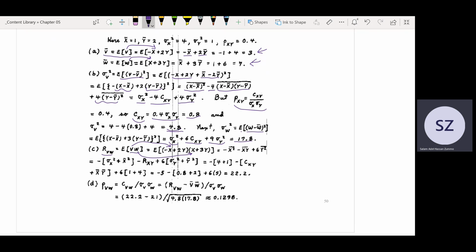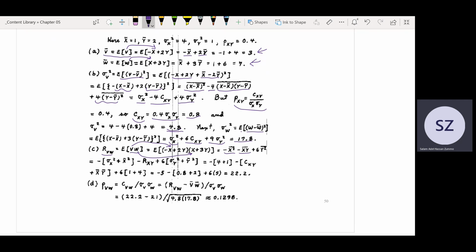So we have here what? Minus X multiplied by X with the expected value. It's minus expected value of X squared. And we have what? Minus X multiplied by 3Y, plus 2 multiplied by 2Y multiplied by X. So what do you have in total? Minus the expected value of XY. And then we have 2Y multiplied by 3Y, which is 6 times the expected value of Y squared.